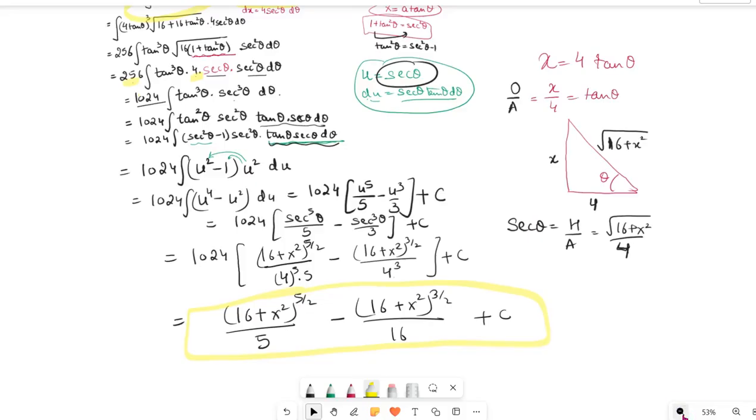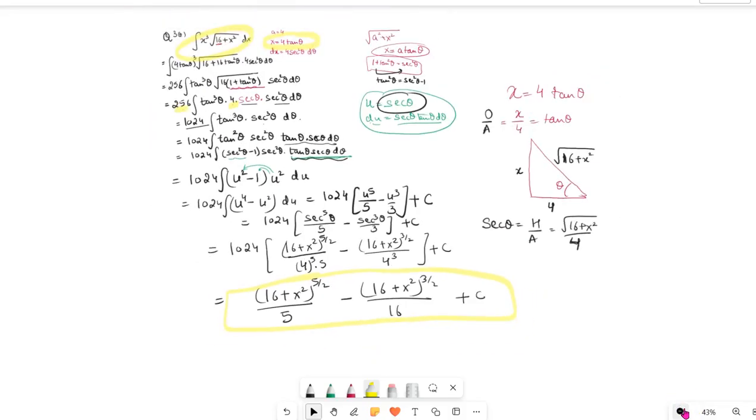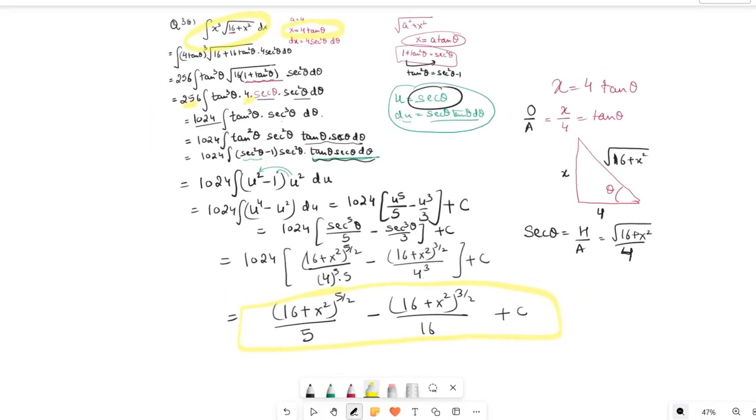Let me zoom out and show you the whole picture. Here we have the whole picture. So let's quickly go over the whole procedure. We start with our x substitution as 4 tangent theta. We figured it out and then we used u sub technique to get here. We found the integral. We put u back and then we used our right angle triangle strategy to put secant theta back.